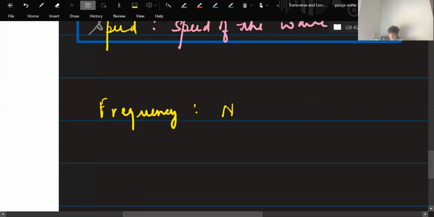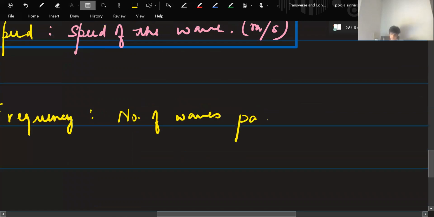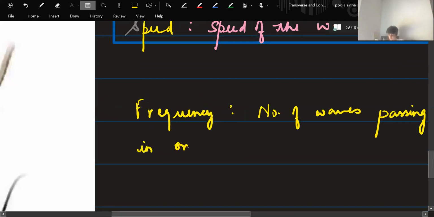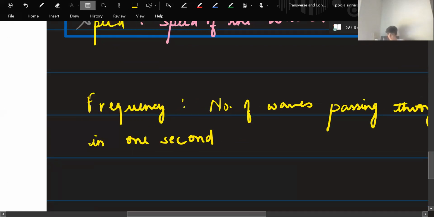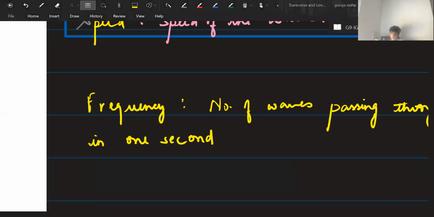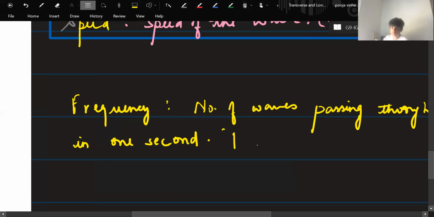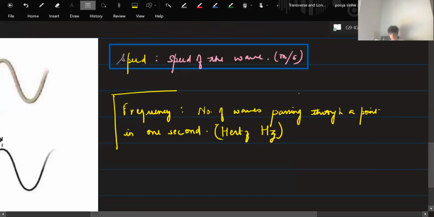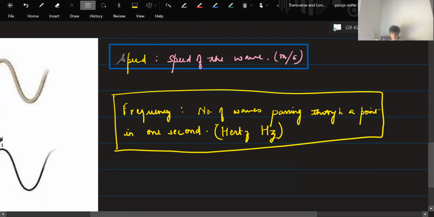Number of waves passing through a point in 1 second, right? What is the unit for this? Hertz. Exactly. How do you represent it? Capital H and Z. Perfect. So that becomes your second definition, which is very important.